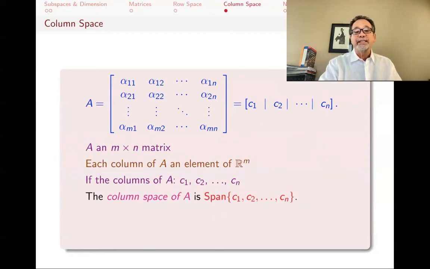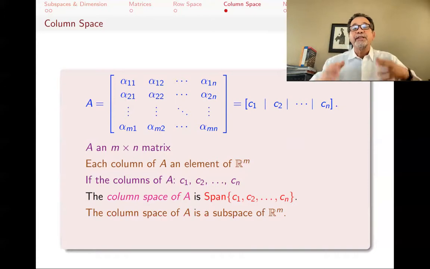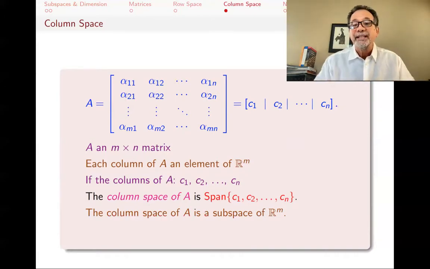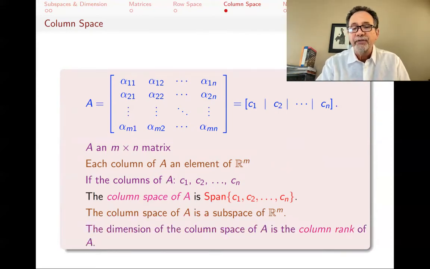The column space is the span of those. It's all the linear combinations of those columns. The column space is a subspace of Rm. It doesn't live in the same world that the row space lives in, unless the matrix is square. The rows live in Rn. The row space is a subspace of Rn, but the column space is a subspace of Rm, a different vector space. And the dimension of the column space is called the column rank.